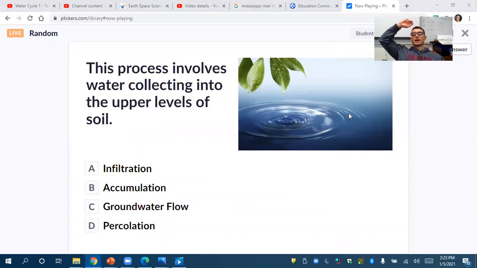So again, we need to be answering the question in the chat, guys. This process involves water collecting to the upper levels of soil. Is it A, infiltration, B, accumulation, C, groundwater flow, or D, percolation? What's it going to be? Go ahead and answer in the chat.